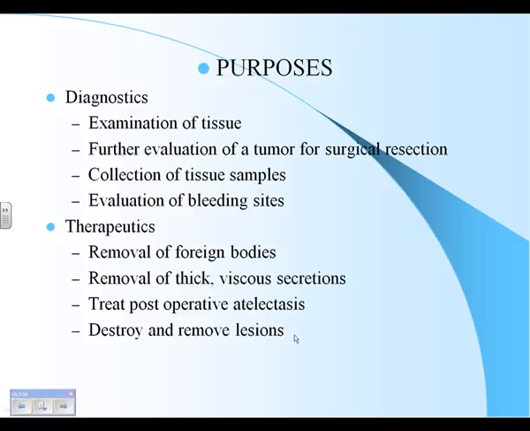You can remove thick viscous secretions. What does viscous mean? Thick. They're slow moving. They're very thick. You can treat postoperative atelectasis. You can destroy and remove lesions. So they can actually do cauterization with the bronchoscope of an area, and remove any lesions that they identify while they're in there.